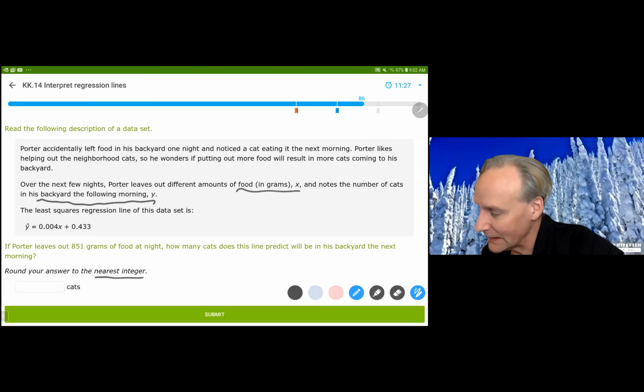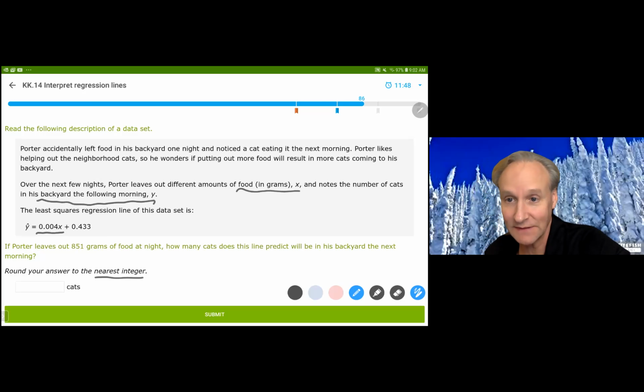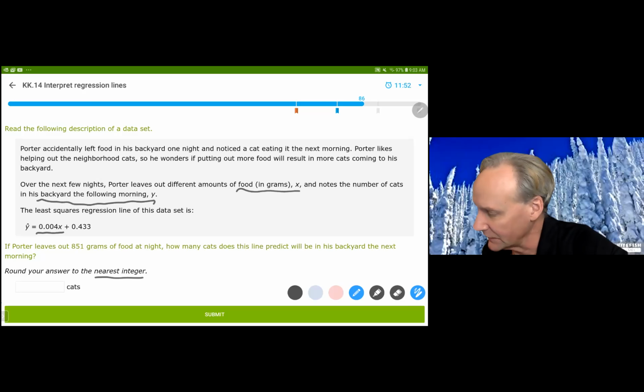Okay, so grams isn't a very large number. A kilogram is about 2 pounds, so a gram is a very small amount. But when he increases it, he does get an increase in cats, because it says that he gets 0.004 more cats based on the amount of food that he leaves out. Apparently he has to leave out quite a bit because the first cat probably scarfs it all down pretty quickly.